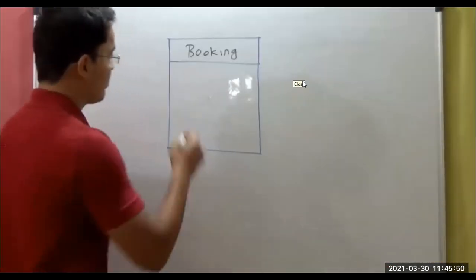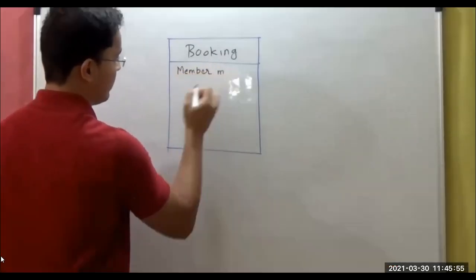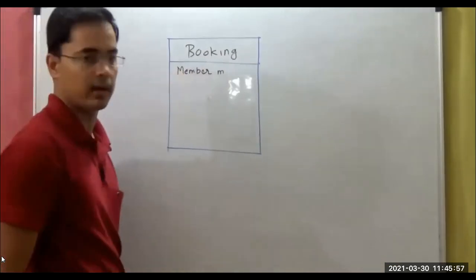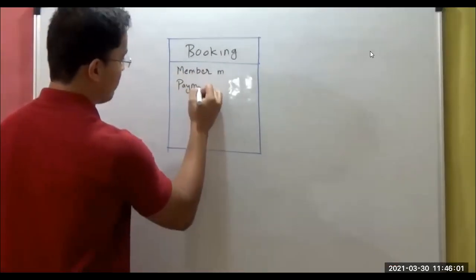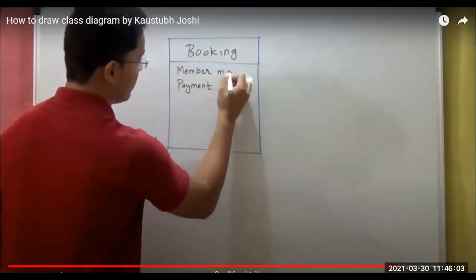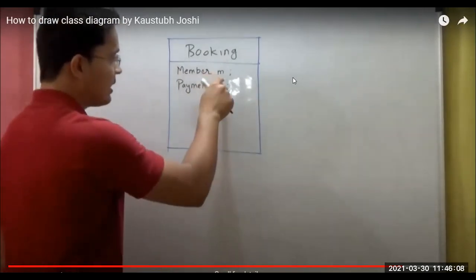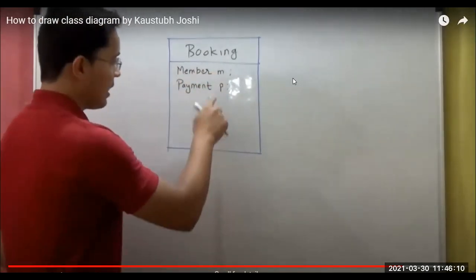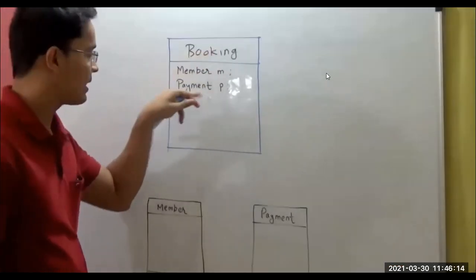Booking will be done by members. So say booking has a member M, a data member of type member. And booking will also need some kind of payment. So say payment P, right? So this booking class contains an instance of type member and an instance of type payment. Booking has a member, booking has a payment.